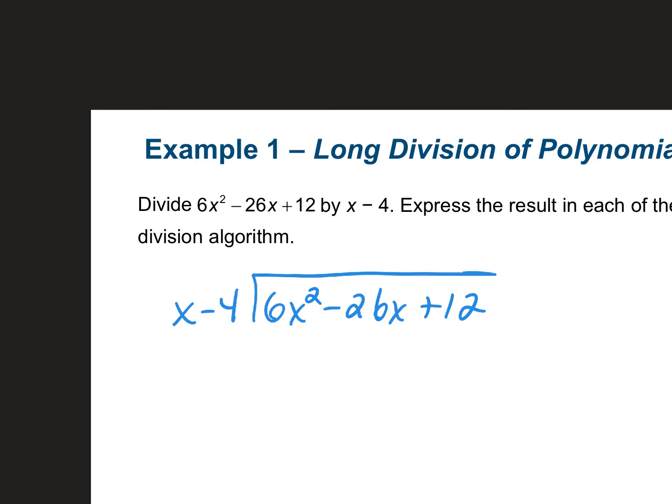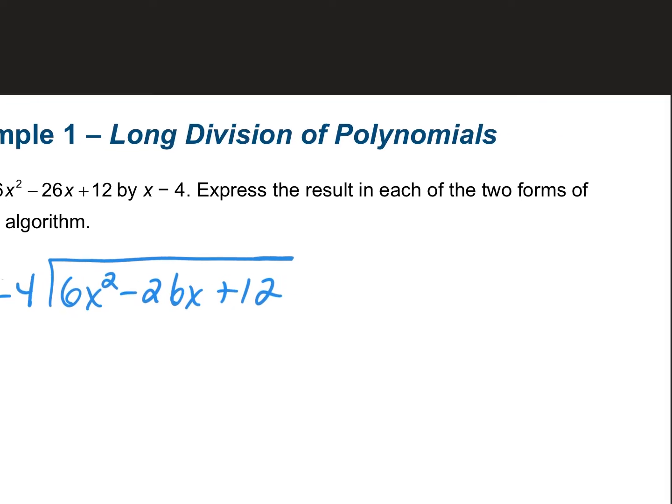Now, before we start dividing, we have to do 2 things. We have to first make sure that your polynomial is written in standard form. Is it? 6x squared minus 26x plus 12. Okay, good. Then we have to make sure that there's no gaps or spaces. What I mean by that is if I had a polynomial that was like x cubed minus 4x plus 3. Do I have a gap? Do I have an exponent that is not represented?